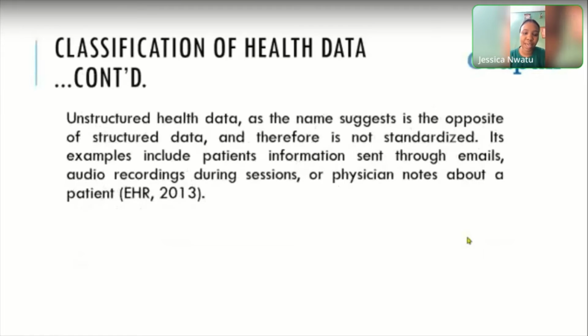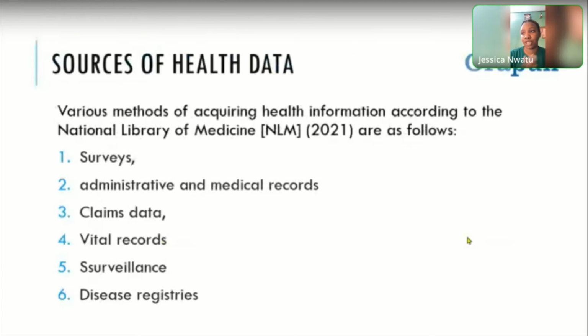I may have changed some of the words. So those ones are not structured. They are the unstructured type. That's it for the classifications. Now, the sources. How do we gather health data, basically? There are various methods of acquiring health information. Examples are surveys, administrative and medical records, claims data, vital records, surveillance, disease registry, and peer review literature.